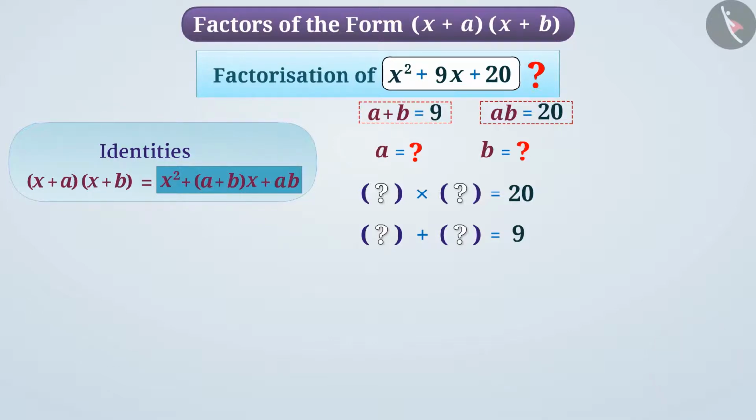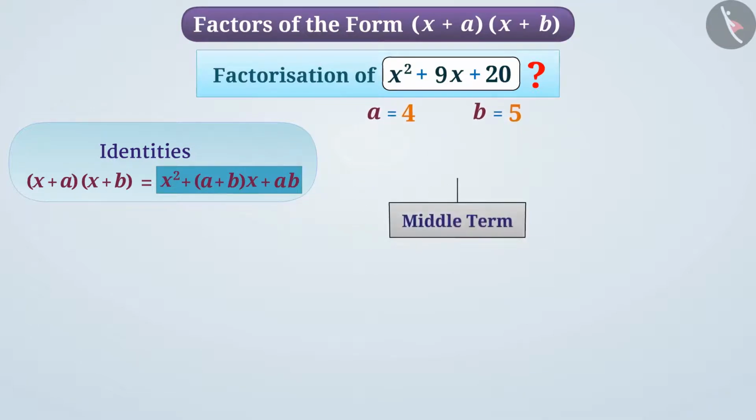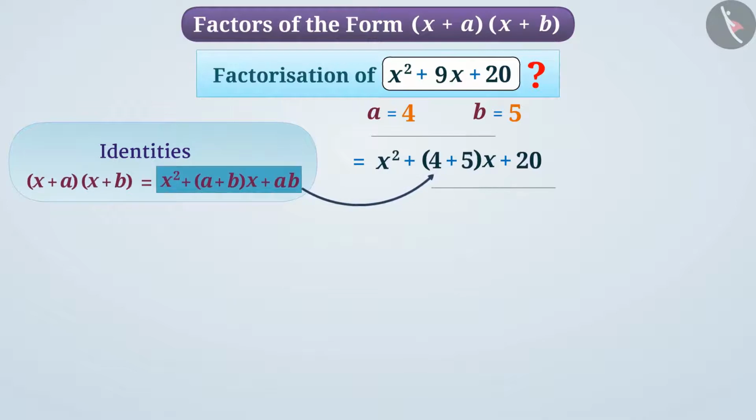Let me tell you, two such numbers are 4 and 5 because 4 multiplied by 5 is equal to 20 and 4 plus 5 is equal to 9. In this way, we can write the middle term 9x of the expression x square plus 9x plus 20 as 4 plus 5 x. In this way, we have arranged the given expression as the right side of this identity.